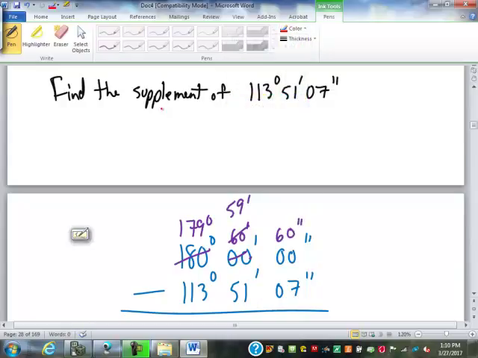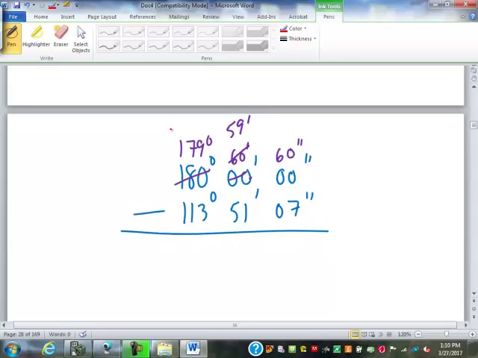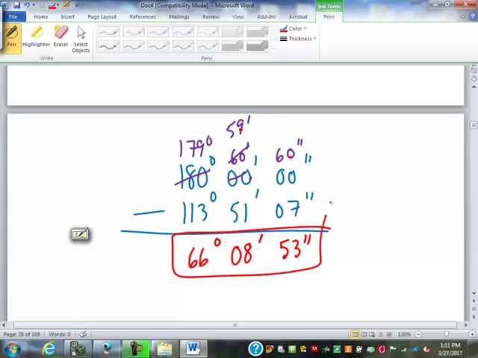What's next? 60 minus 7 is 53 seconds. 59 minus 51, 8 minutes. Again, depending on the notation, some people leave it as just 8, some would put it as 08. If you're entering in the calculator, you usually have to put in the 08 a lot of times. And then for degrees, 179 minus 13 is 66 degrees. What do you think? Still better than a sharp stick in the eye?